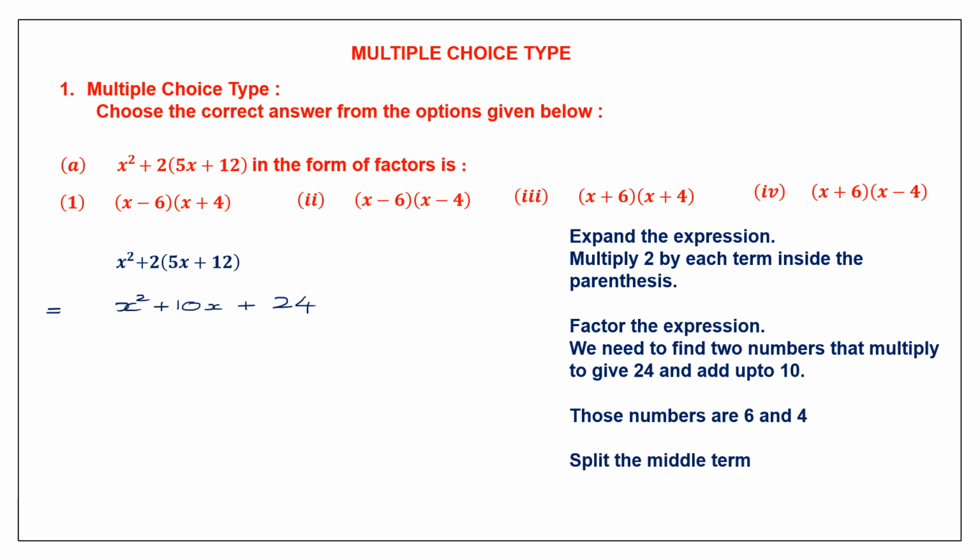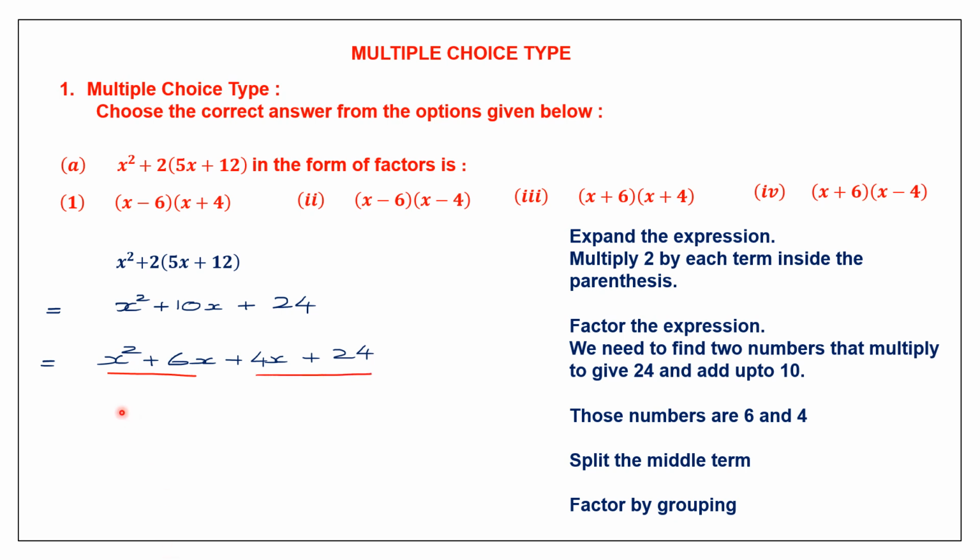Now in the next step, we are going to split the middle term by adding 6 and 4. So we have 6 and 4, we're going to split this middle term. So let's write that. So that is going to be x square plus, now 10x we can write it as 6x plus 4x plus 24. So we have split the middle term. Now the next step is factor by grouping. We've learned the grouping method. Now let's factor this. So in the grouping method, we put the terms in groups. So we can take the first two terms here and make it one group. Take the next two terms and make it another group.